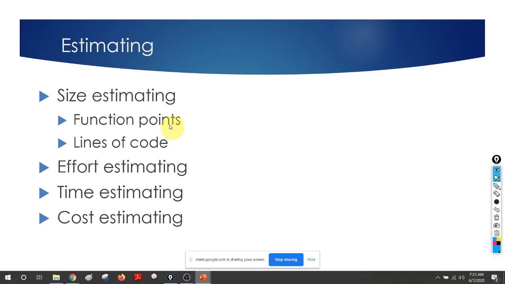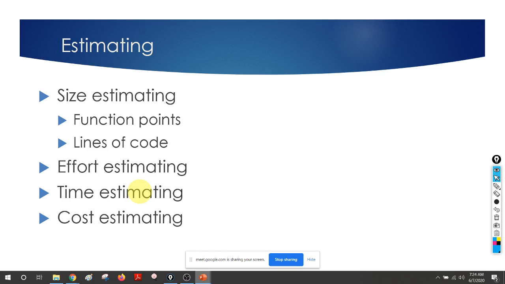There are some concepts like function points and lines of code to do that kind of estimation. Then you have to do the effort estimation: what kind of effort are we going to have? Because software development is all about human effort; we can't automate things. Then the time required, because in the proposal we are going to say we will do it in 4 months or in 6 months. So you have to do that estimation.